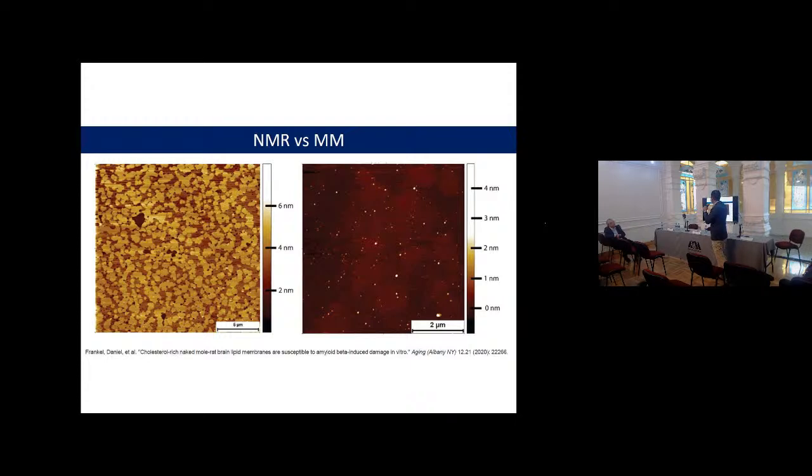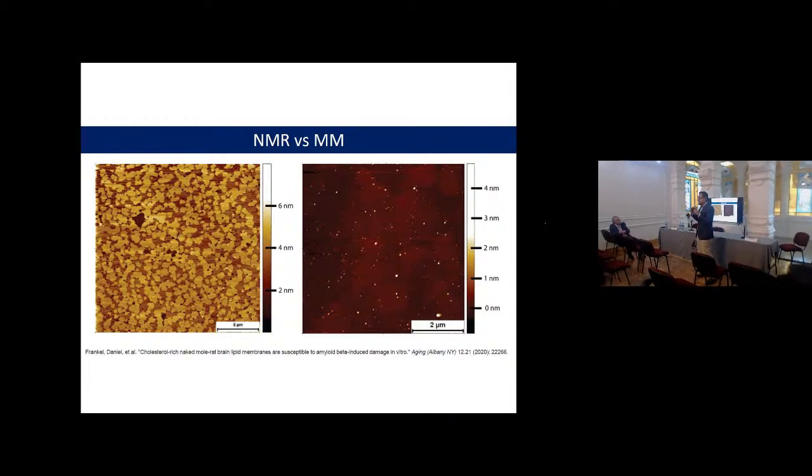If we now see the left picture, you can see that there are mountains, with even bigger mountains, right? Also picture that on the right side you have up to 4 nanometers, but on the left side up to 6 nanometers. So that is telling us that there is phase separation there.